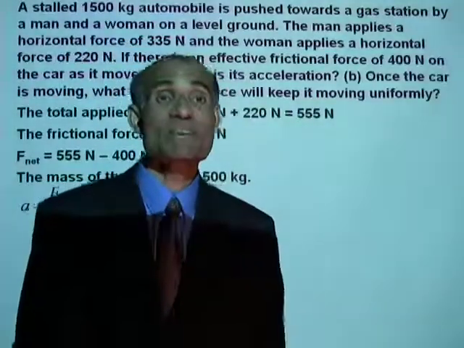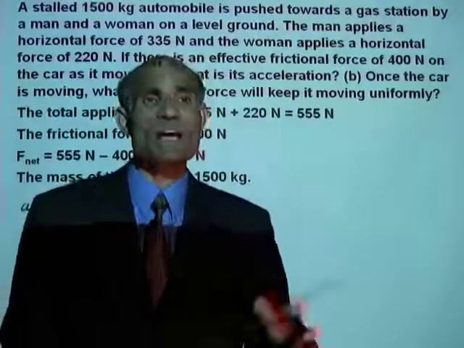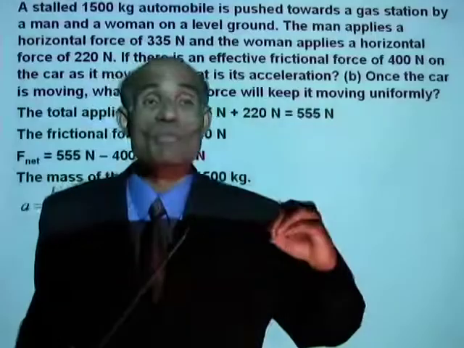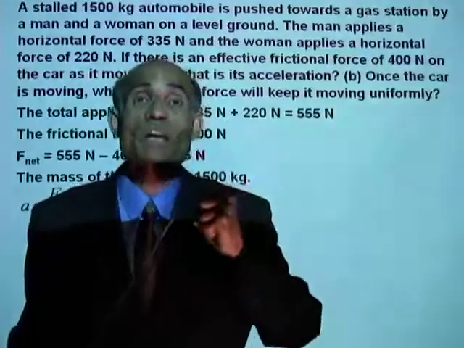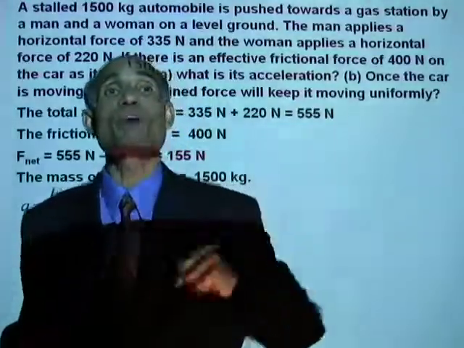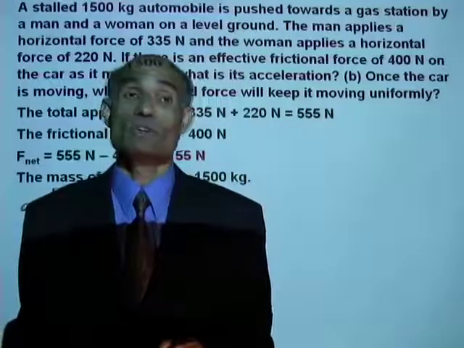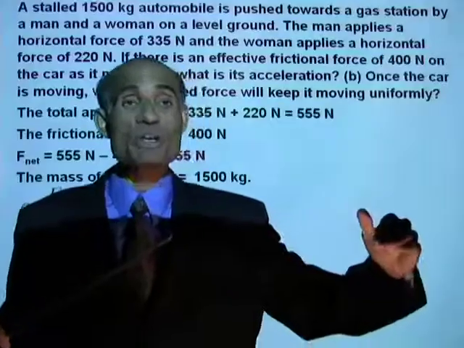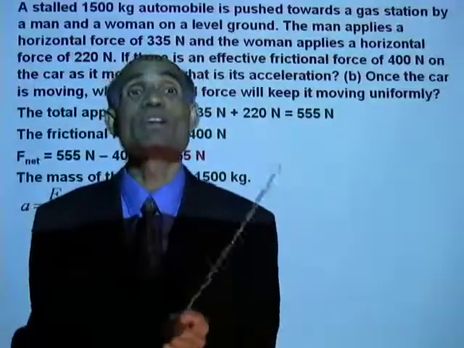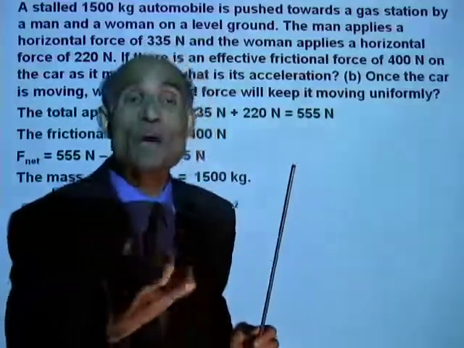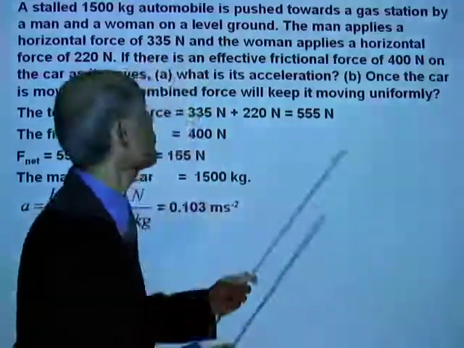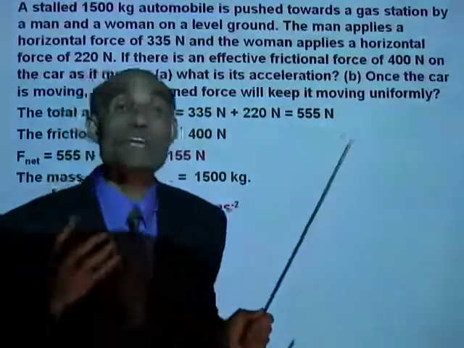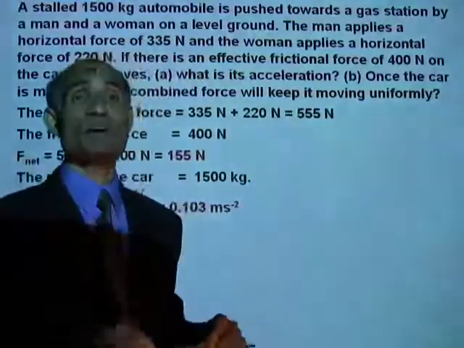Alright, can you answer the second part without my help? Actually, I answered that for you. Once the car is moving, what force will keep it moving uniformly? Once the car begins to move, to keep it moving uniformly, you need only overcome the friction, which is 400 Newton. That means the combined force need only be equal to that 400 Newton.